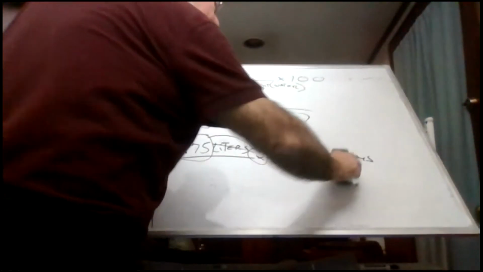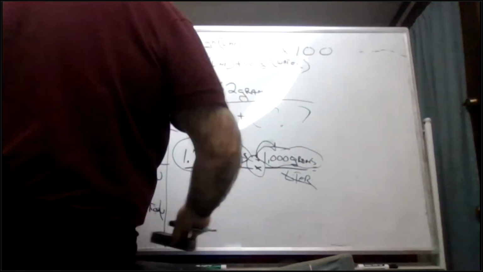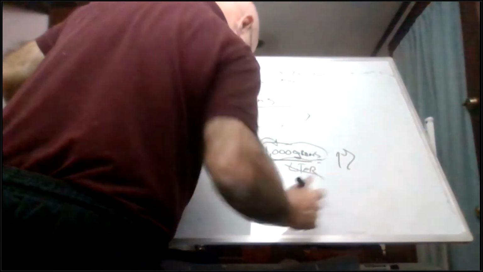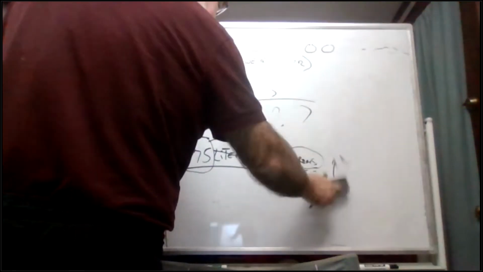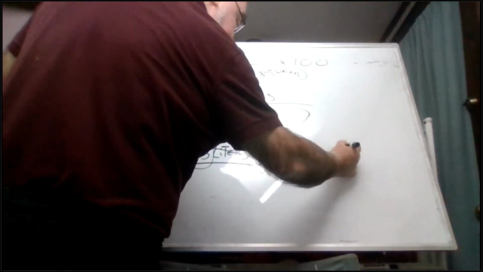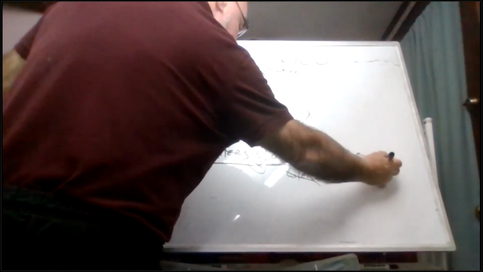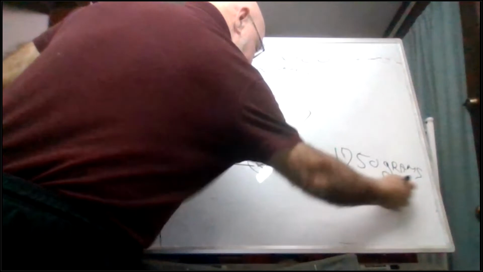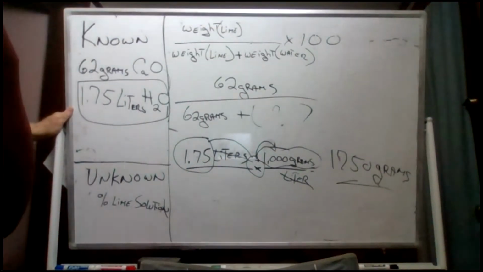So this now becomes 1,000. Oh my goodness, Coop, you got terrible writing. All right. 1,750 grams. That's the weight of that water.